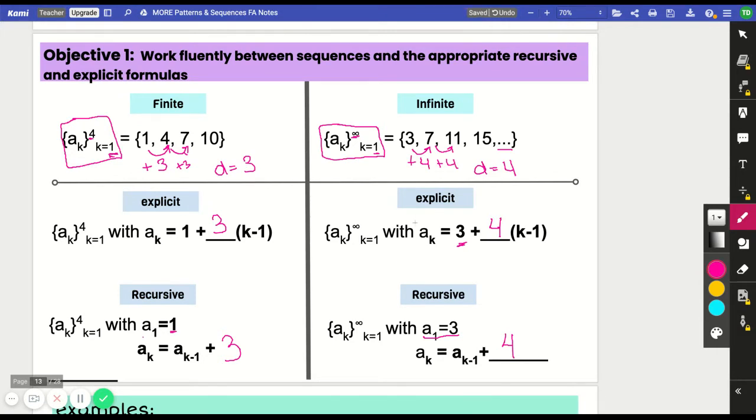Okay. So again, with the explicit formula, we would be putting the term number. In the recursive formula, we're taking the previous term. So this term number would be like the first term, the second. So for the second term, you would be writing 2. Here, if we say the second term, we're talking about 4, not 2, because the second term is 4.